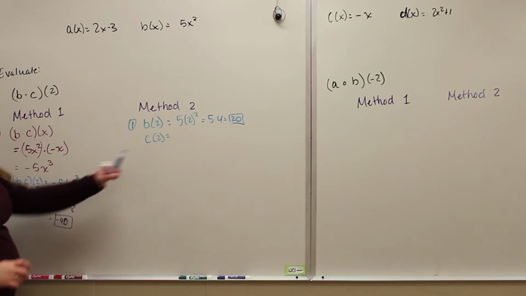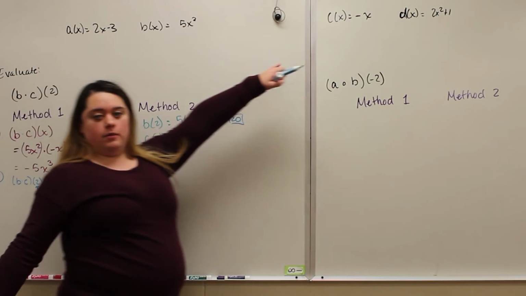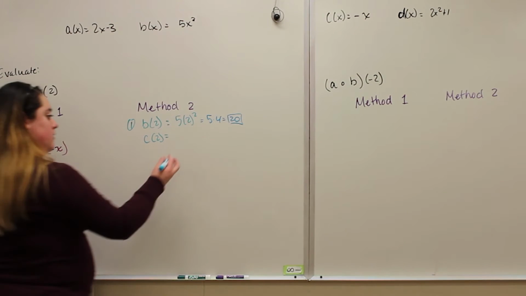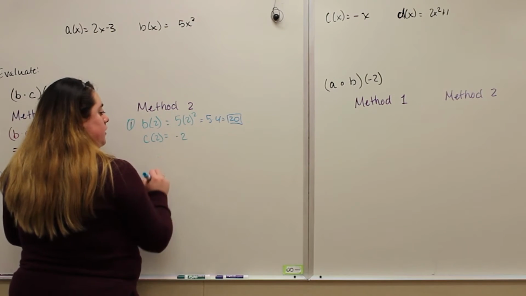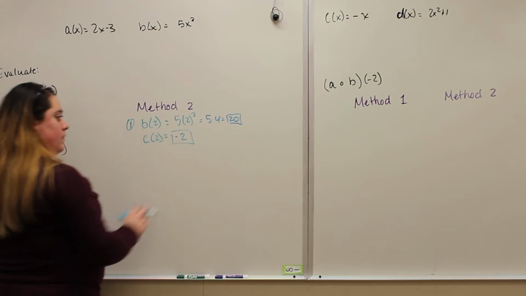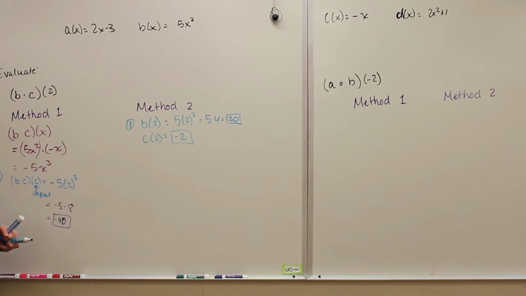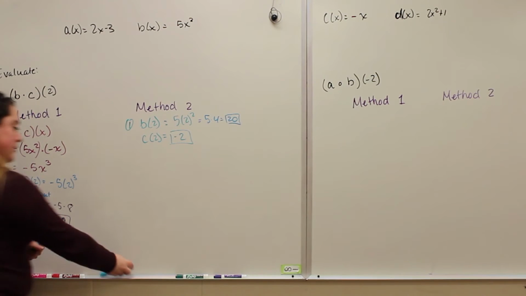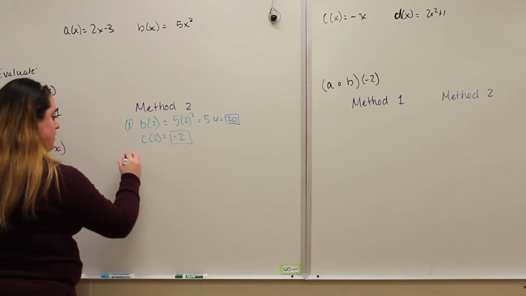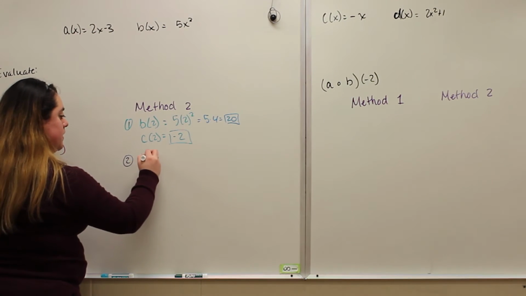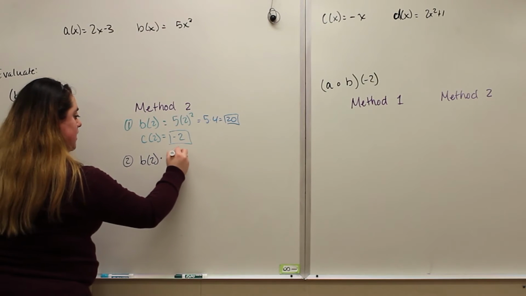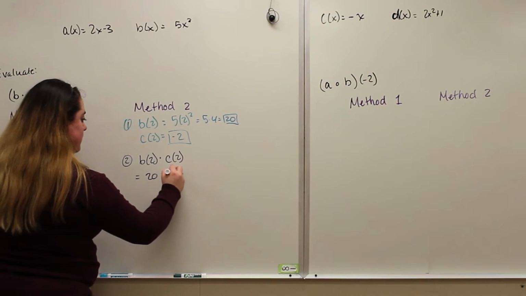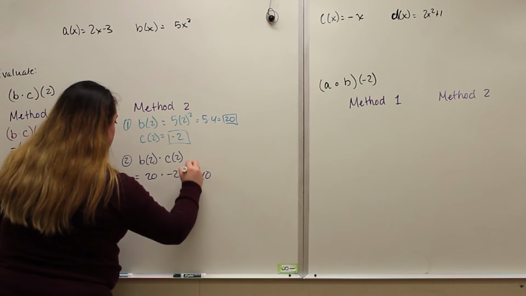Okay, c of 2, if I come over here, here's my c of x function, so I do negative x. So I end up with a negative 2. Okay, so that was step 1. Plug the 2 into each of the functions separately. Now I do b of 2 times c of 2, which is the same thing as just doing 20 times a negative 2, which gives me a negative 40.